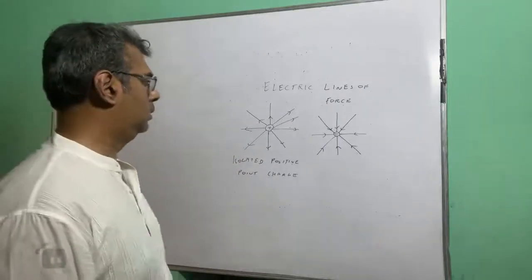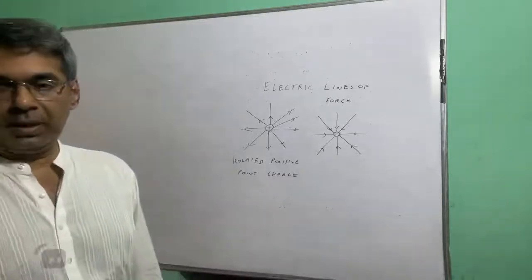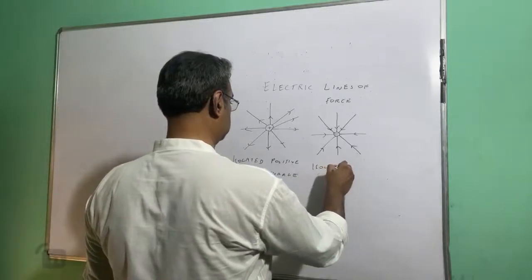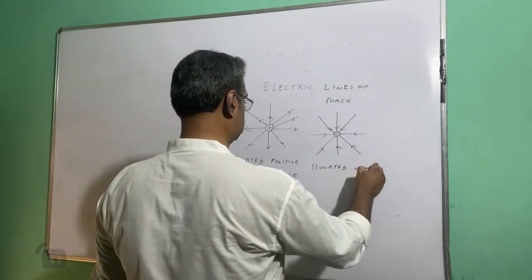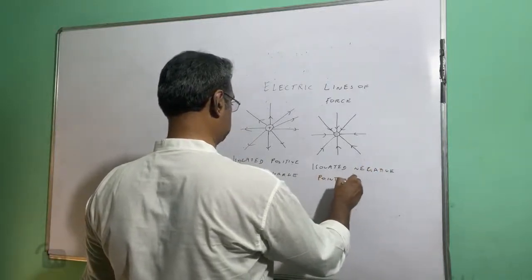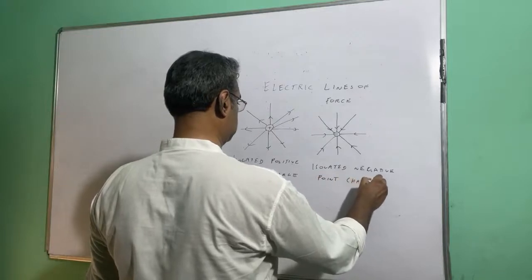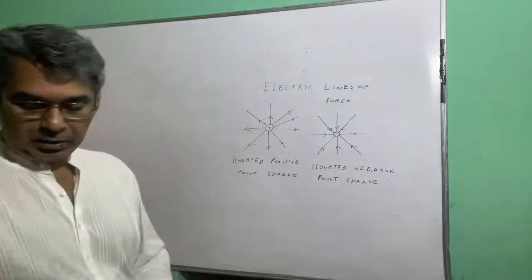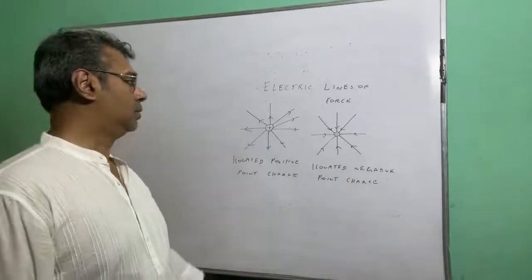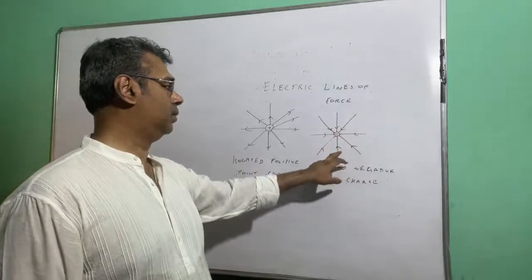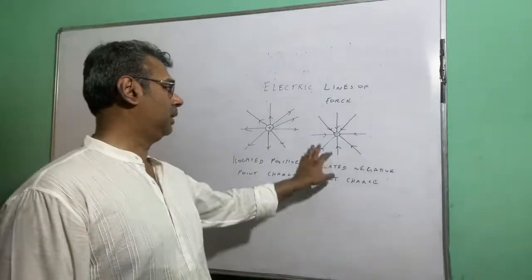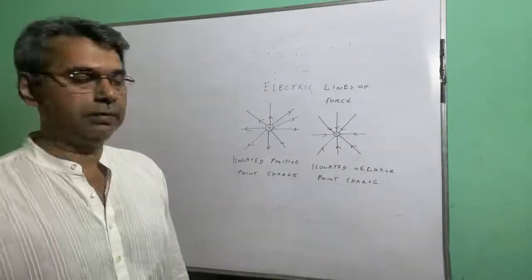Now suppose you have an isolated negative point charge. Then these will be the electric lines of force. Any positive charge kept over here will be attracted towards this negative charge. So these will be the electric lines of force for an isolated negative point charge.